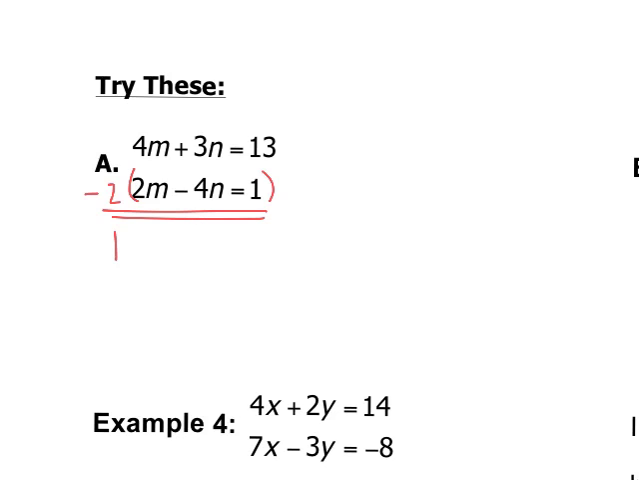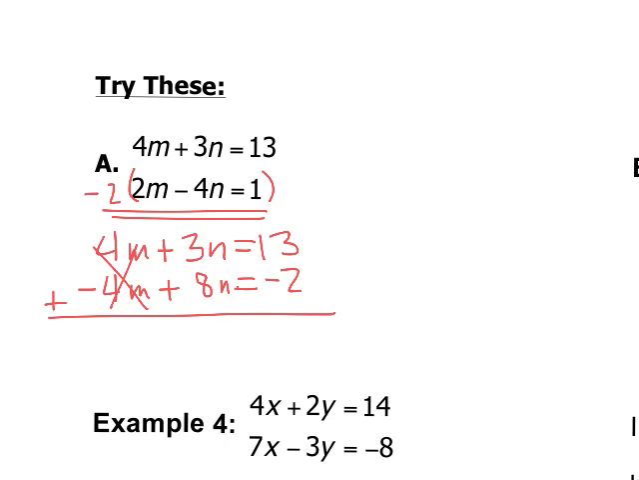Okay, so top equation is going to stay the same. 4m plus 3n equals 13. Bottom equation I multiply by negative 2. So now I have negative 4m plus 8n equals negative 2. And now I'm ready to add down. So the 4m's are going to cancel. 3n and 8n is 11n. 13 minus 2 is 11, which gives me n equals 1. So there's half of my answer.